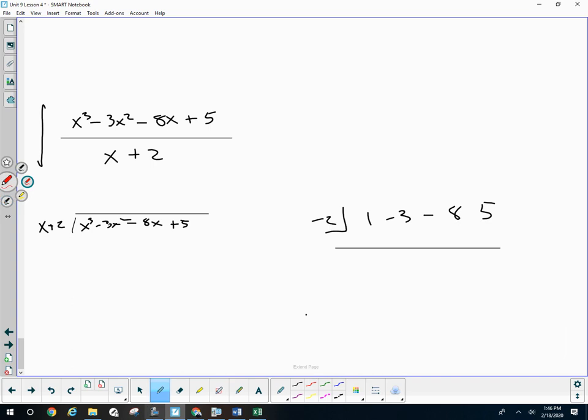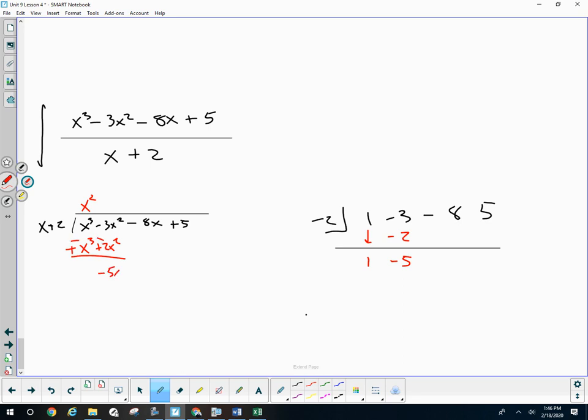All right, so I'm long dividing, or I'm synthetic dividing. I would have x squared. That's where this 1 comes from. Multiply, I get x cubed plus 2x squared. Subtract. I multiply this negative. That gives me a negative 2. Add. I get negative 5.